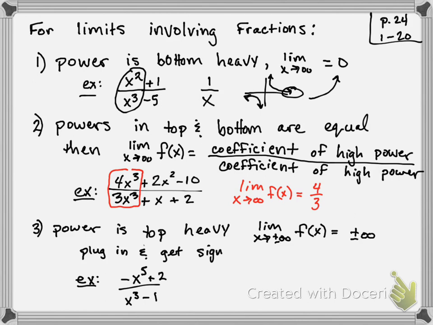An example of this that would be top heavy: negative x to the fifth plus 2 over x to the third minus 1. Again, the plus 2 and the minus 1 are not going to make a huge difference in my function. So right here, think about if you simplified x to the fifth over x to the third. What type of thing would we get? What's that going to simplify to be?